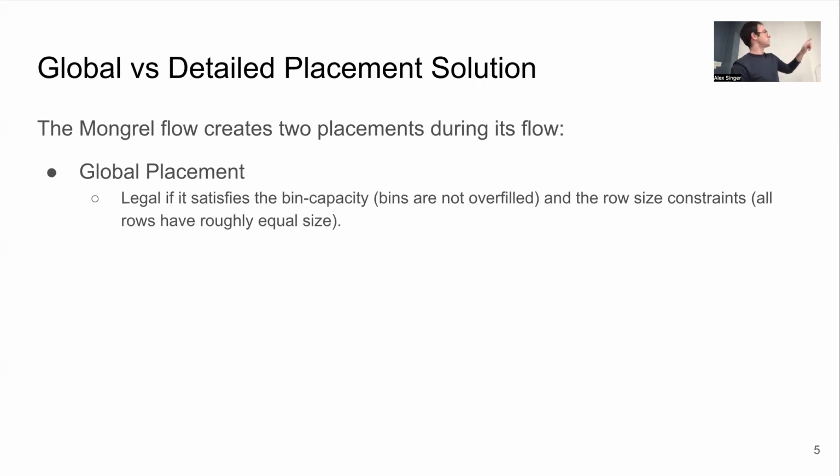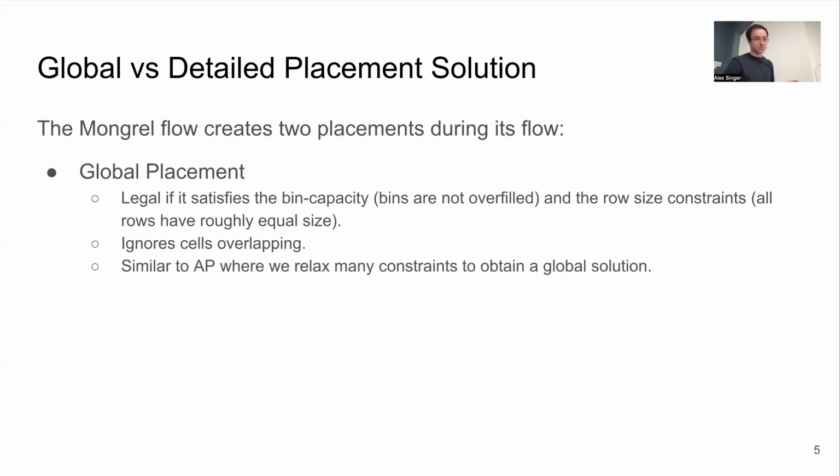And finally, the row size constraint: all rows have roughly equal size. That's the goal of global placement. Those are the legality constraints of global placement. And again, we're ignoring cell overlap so we can get a better solution, or at least solve for a good solution globally. This is similar to AP, where we may relax some constraints to obtain a global solution.